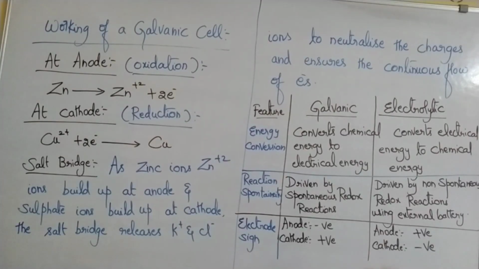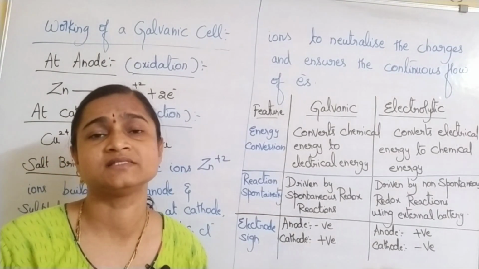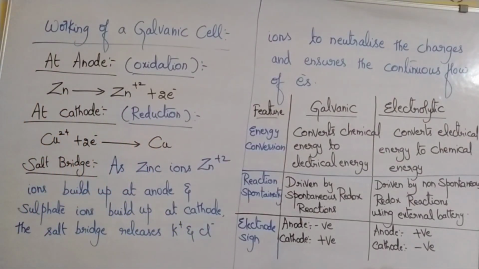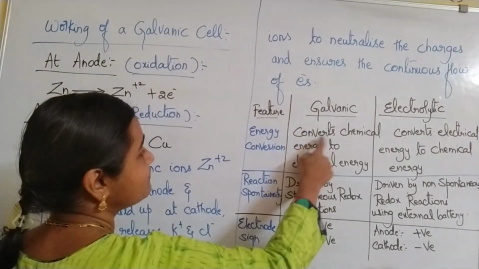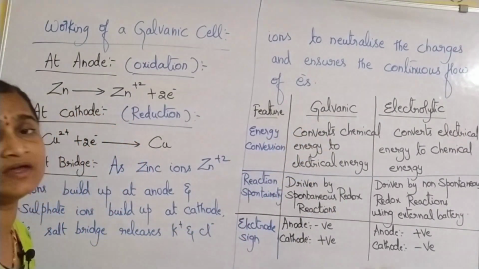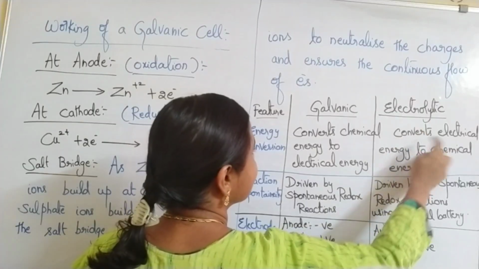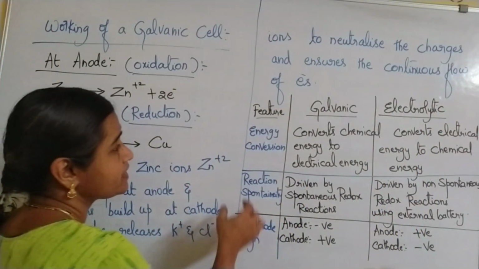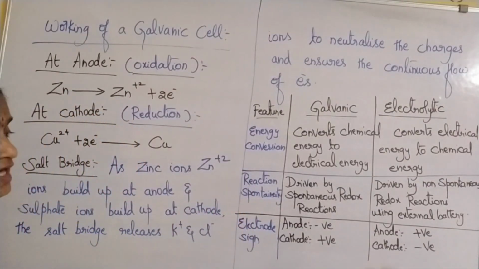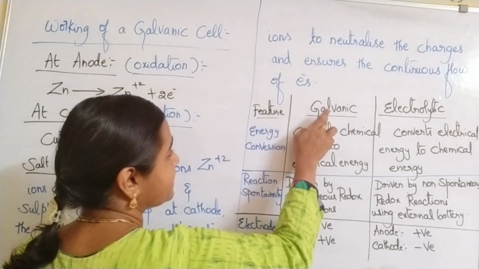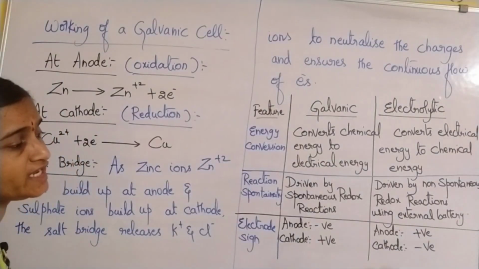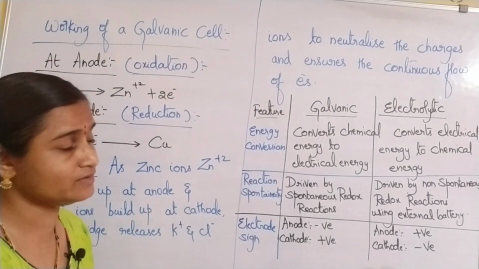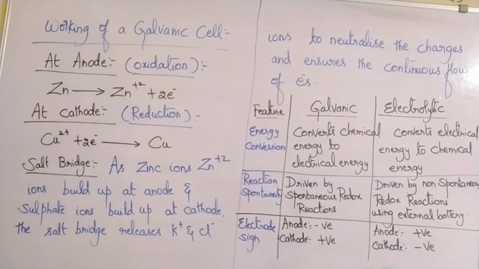Now he is asking us to write 3 differences between galvanic cell and electrolytic cell. సో ఎనర్జీ కన్వర్షన్లో ఫస్ట్ పాయింట్ వస్తే, a galvanic cell converts chemical energy to electrical energy, whereas an electrolytic cell converts electrical energy to chemical energy. Then the second feature is about spontaneity of the reaction. Galvanic cells are driven by spontaneous redox reactions, whereas electrolytic cells are driven by non-spontaneous redox reactions using an external battery.